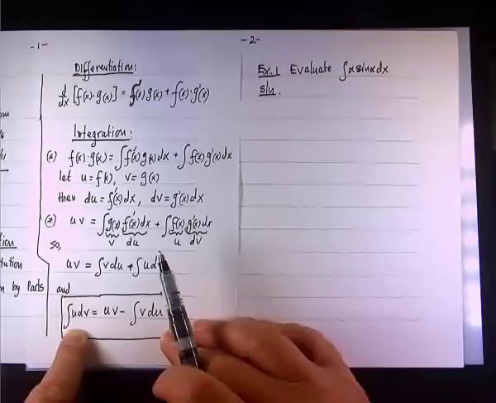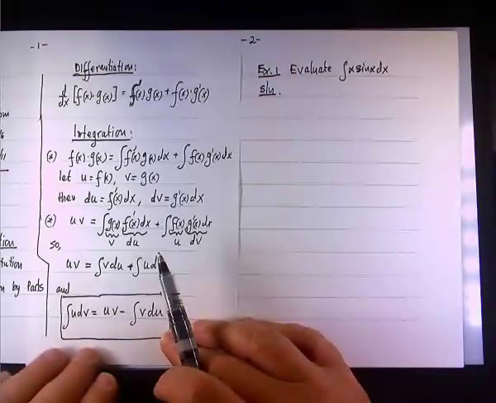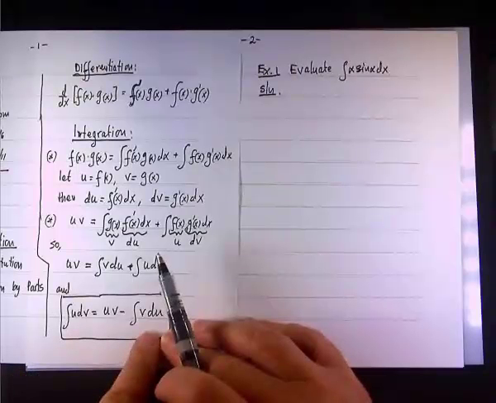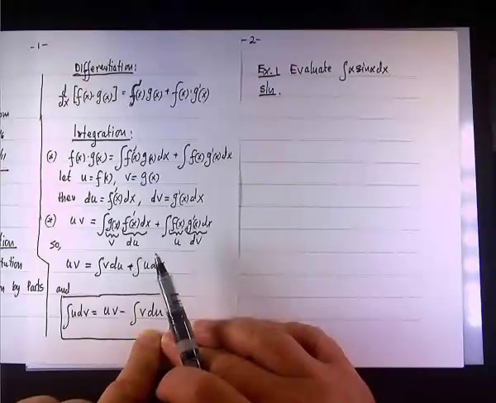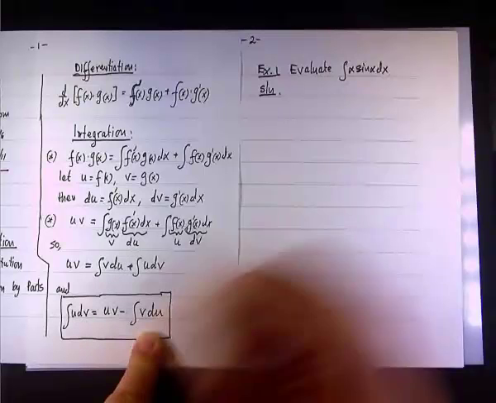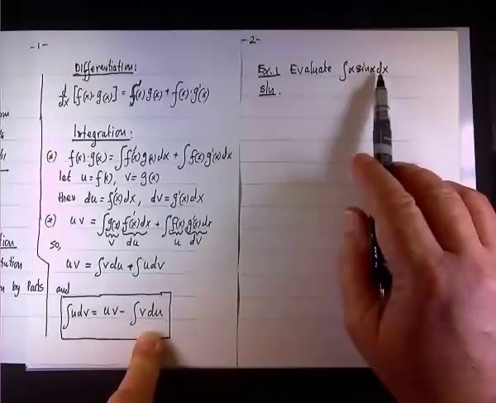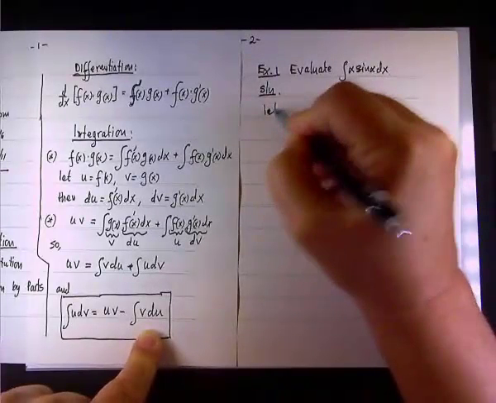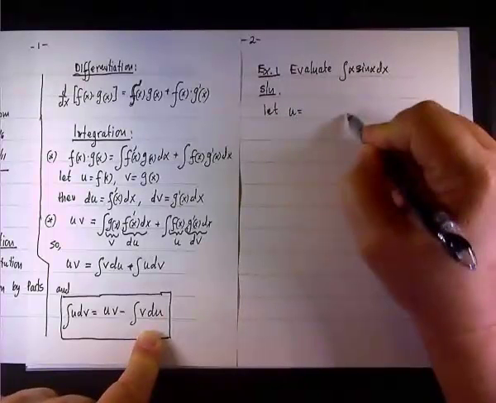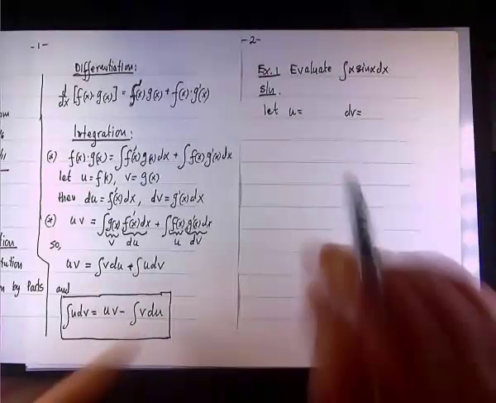So this will be something we don't know right off the bat how to calculate, but if we choose u and v cleverly such that the integral of v du is simple enough, then we have a way to solve it. So we need to start by assigning: we want x sine x dx to be u dv. So we're going to say let u equal something, and let dv equal something else.